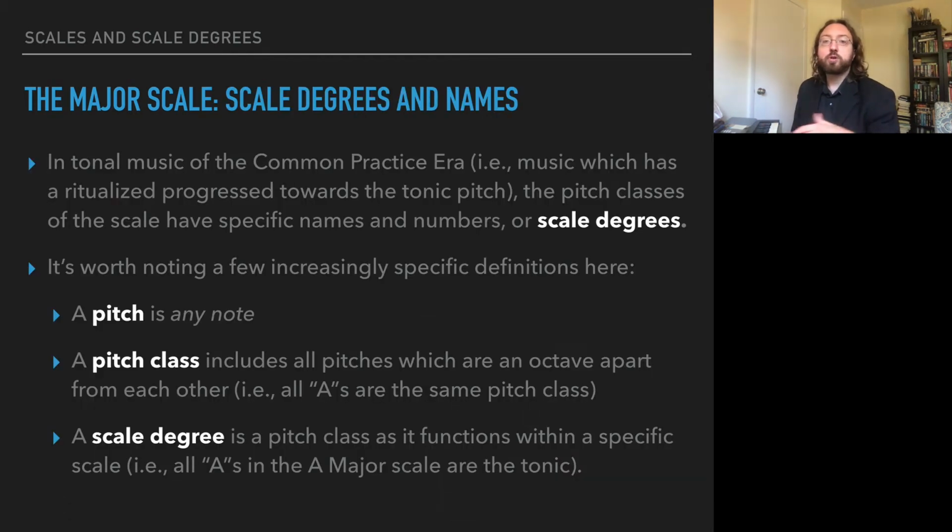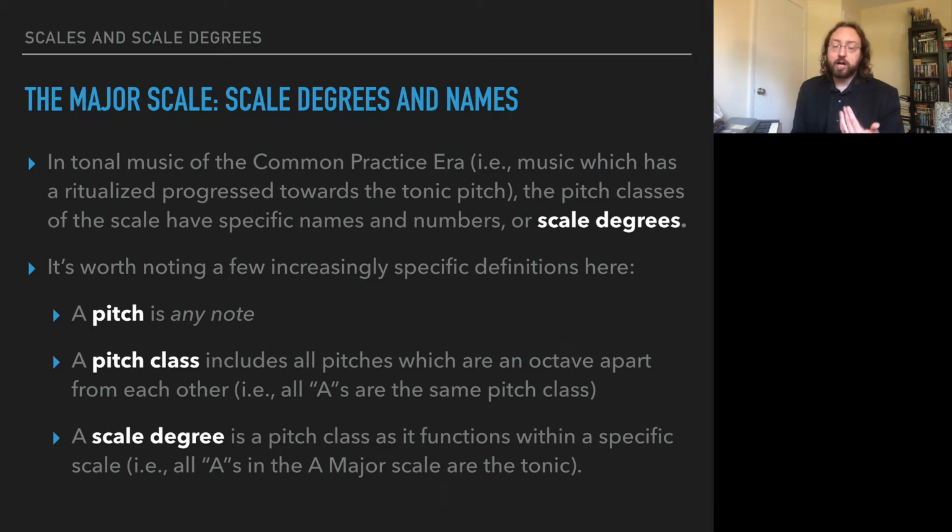So let's talk about those tendencies, and let's give a name to those scale degrees so that as we go through these videos, we'll be able to talk about specifically different scale degrees and how they function. In tonal music of the common practice era, in other words, music which has a ritualized progression towards the tonic pitch, the pitch classes of the scale have specific names and numbers and are referred to as scale degrees. Now, it's worth noting a few increasingly specific definitions here.